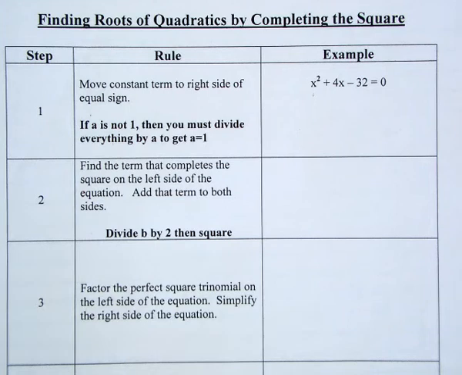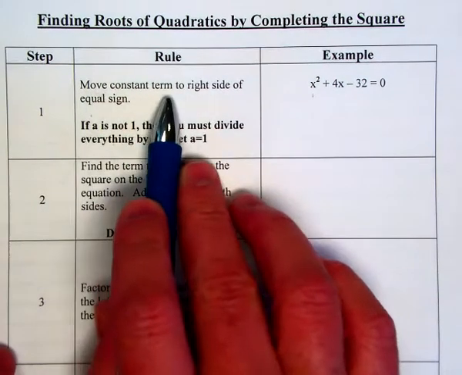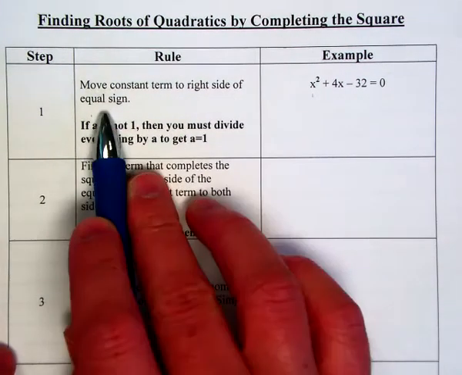In this example, we have 5 steps outlined on our notes sheet, but you may notice, and I've already mentioned a little bit, that some of these steps actually have multiple steps within them. The first step is one of those. The first step asks you to do 2 things. Move the constant term to the right side of the equal sign.